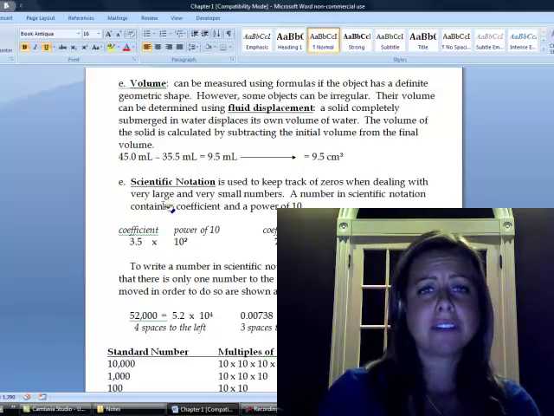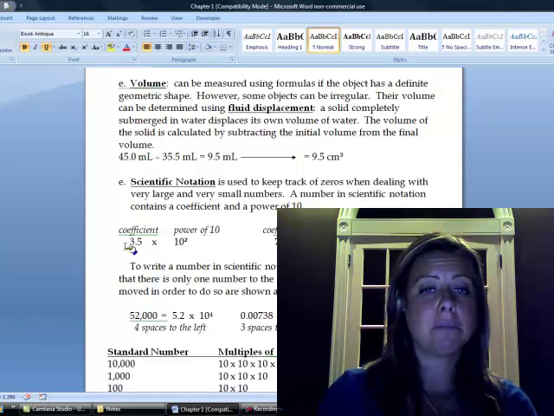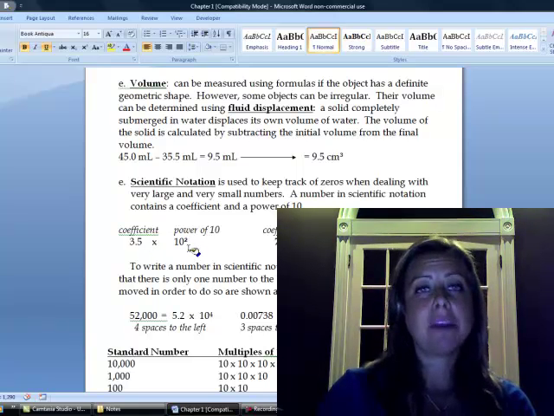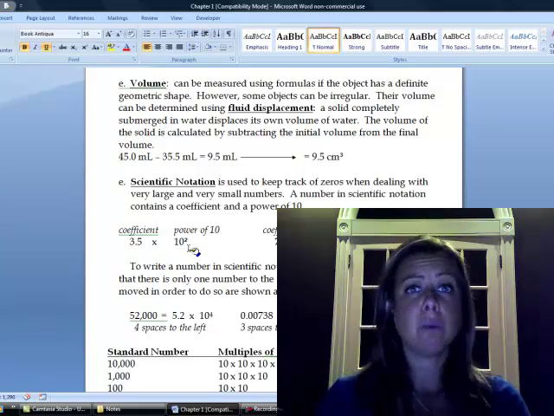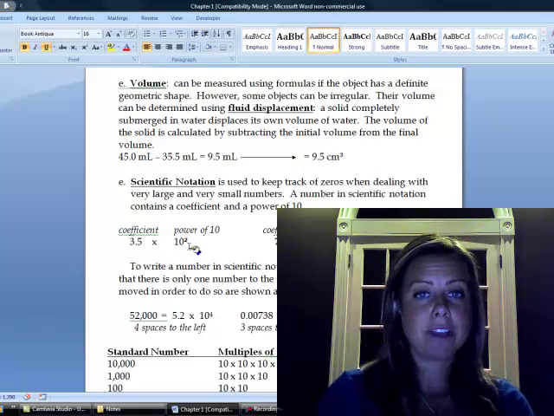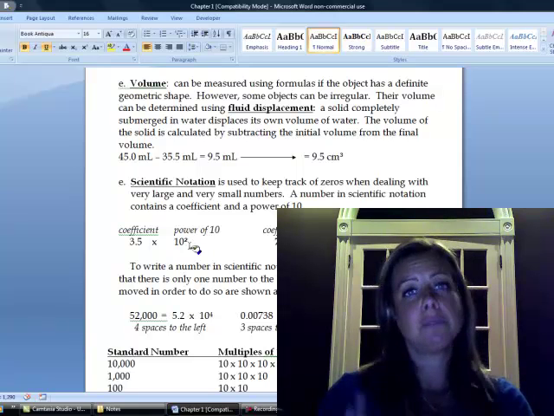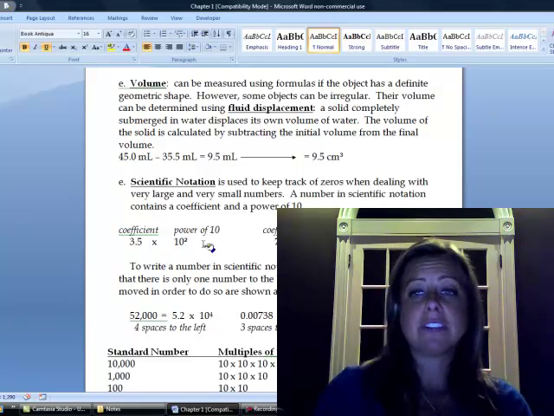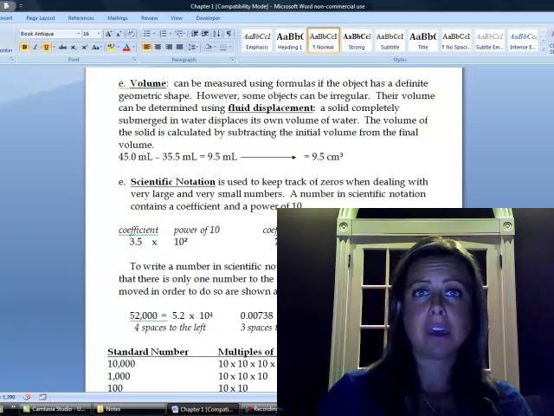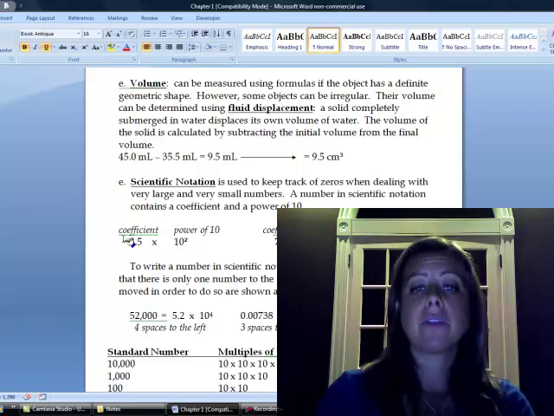The way it's set up is you're always going to have this coefficient number here, and then a power of 10 over here. This power of 10 tells you how many places the decimal is going to move and also what direction. If it's positive, like here, that means the decimal place is going to move 2 spaces to the right. If it's negative, like over here, it's going to move 4 places to the left. So if we want to figure out what this number actually was, we would move the decimal 2 places to the right. So 1, 2. So this is also the same as 350.